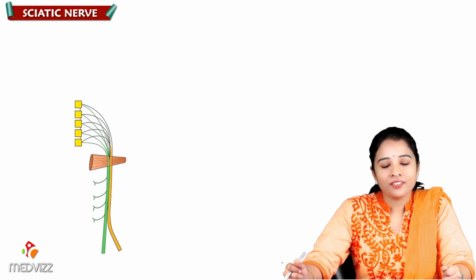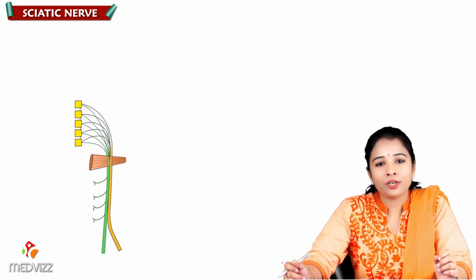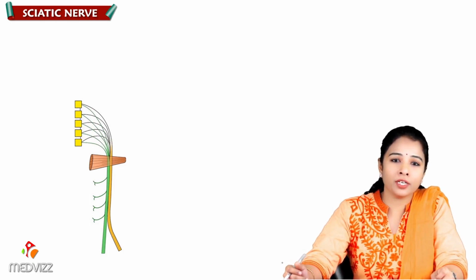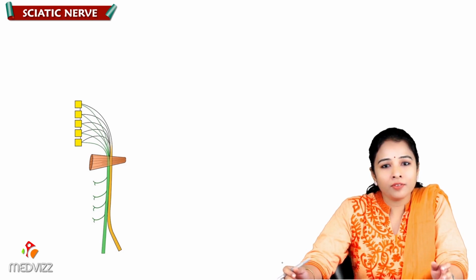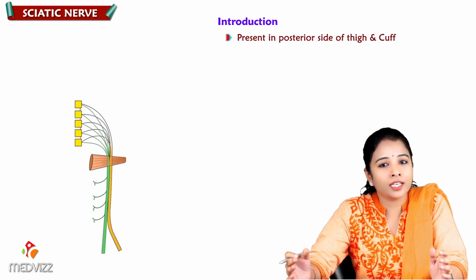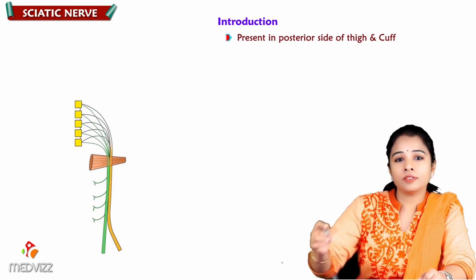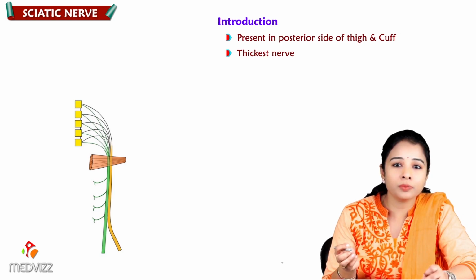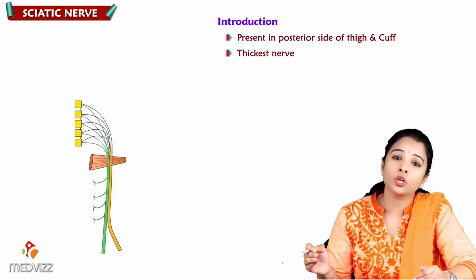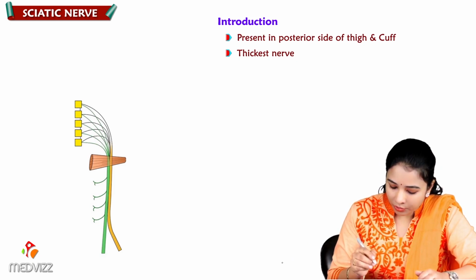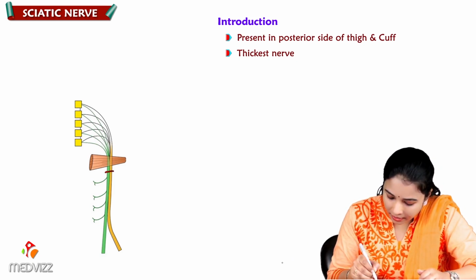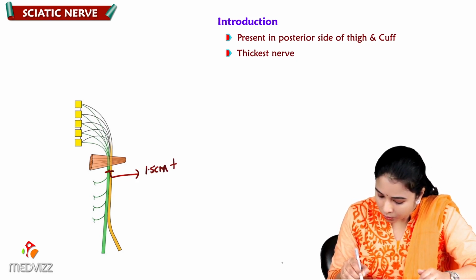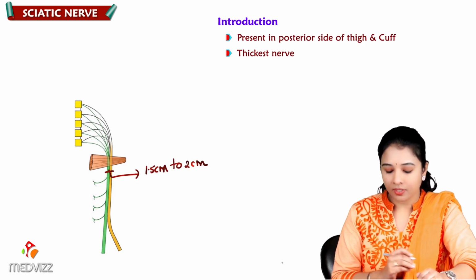Dear students, today we are going to learn a very important and interesting topic, that is about the sciatic nerve, which is the thickest nerve in our body. The sciatic nerve is present in the posterior side of the thigh and the calf. I said it is the thickest nerve in the body. Its thickness is approximately 1.5 centimeters to 2 centimeters. If you see its thickness at its beginning, it is around 1.5 to 2 centimeters.